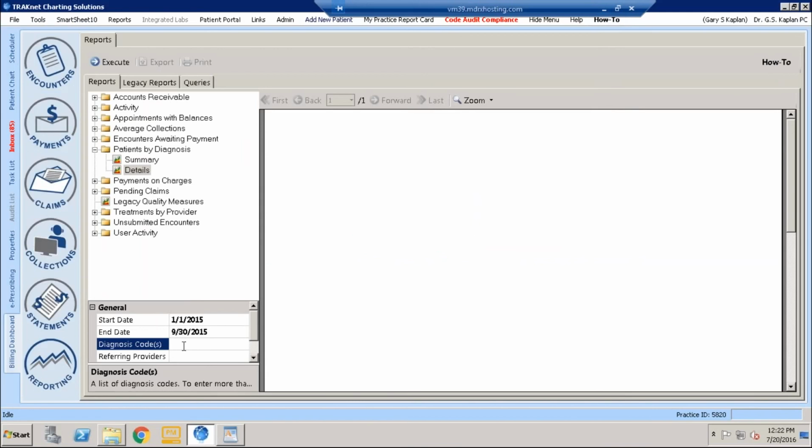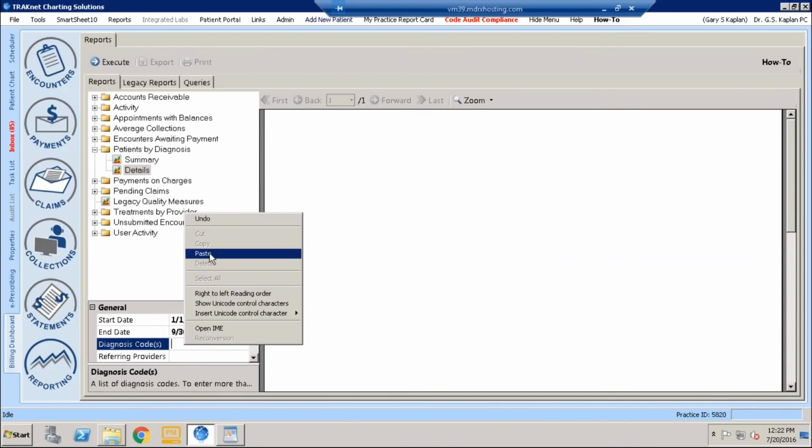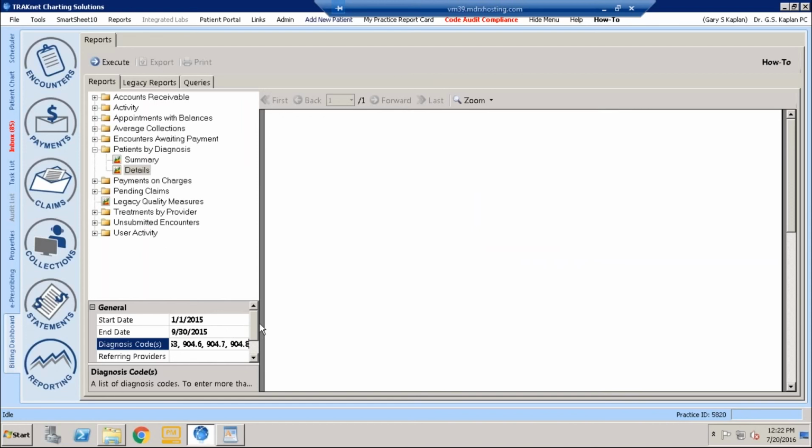What's nice about running this report is that it might also show you patients that you haven't seen in a while that you can invite back to your office for PADnet studies. Again, I would simply click execute, hit export, and I have my list of patients.